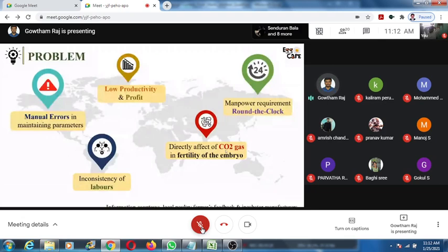If the CO2 gas is maintained stagnant inside the incubator for the whole 18 days, it will directly affect the fertility of the embryo. So the fertility will get damaged. And we need to have a man over there round the clock, since the incubator will be running 24/7, and the man has to take care of all the readings and so on. So these are the problems we are focusing on.